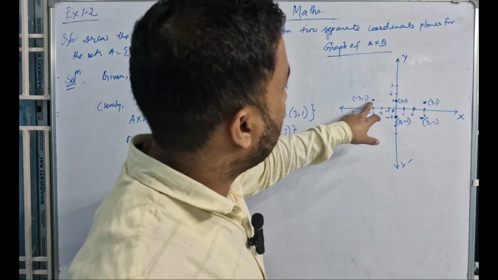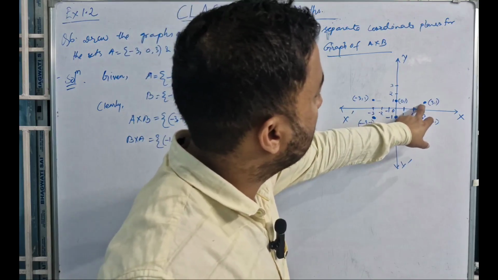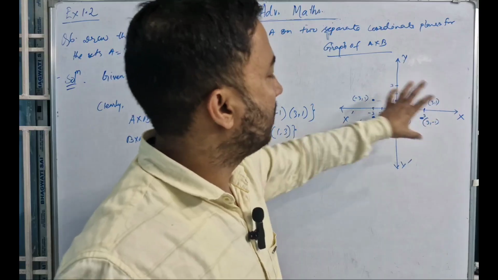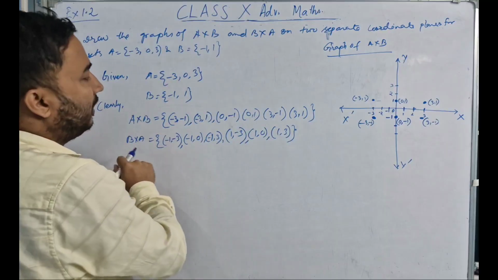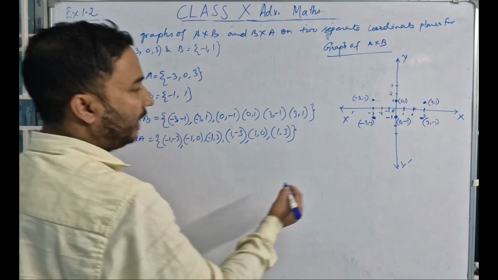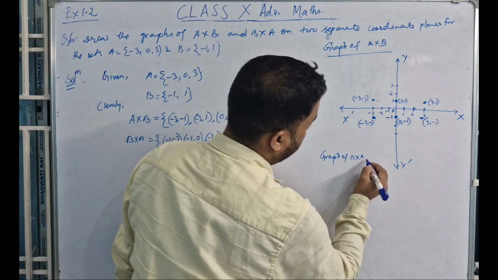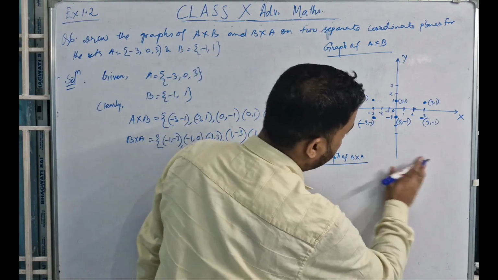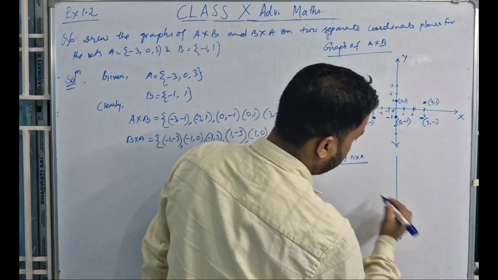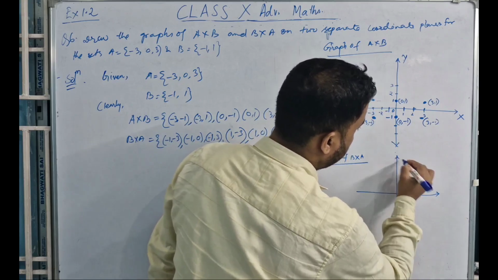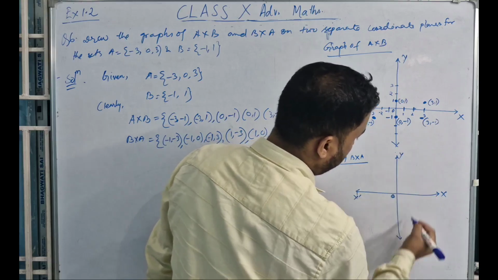You see this is minus 3, 1, this is minus 3, minus 1, this is 0, 1, this is 0, minus 1, this is 3, 1, 3, minus 1. These dots represent the ordered pairs of the set A cross B or the elements of the set A cross B, and graph of B cross A. Here we have to draw the same graph, right? X'OX, Y'OY.